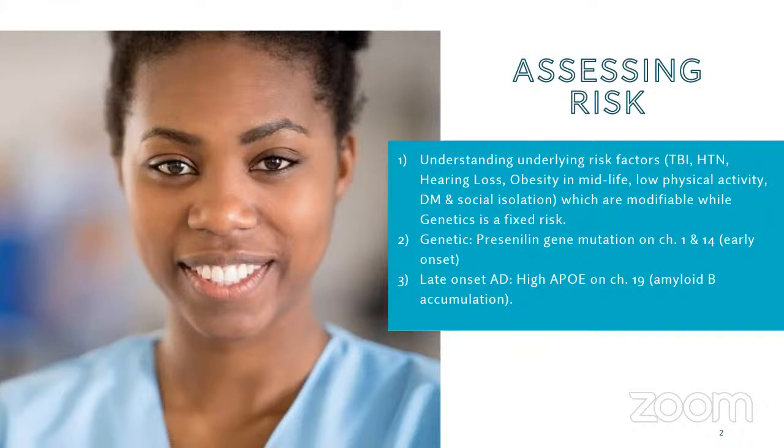The early onset Alzheimer's disease is related to presenilin genes located on chromosomes 1 and 14, which play a role in the regulation of the conversion of the beta amyloid protein from the beta amyloid precursor, and the accumulation of the beta amyloid causes Alzheimer's disease. Also, the next gene is located on chromosome 19, which codes for apolipoprotein E, which when it comes in high levels causes beta amyloid accumulation.